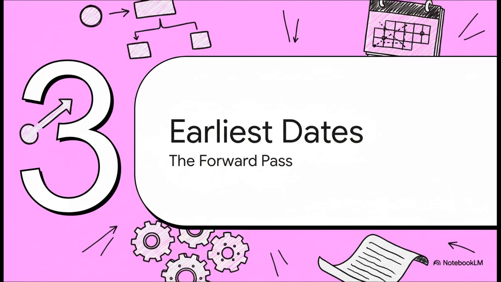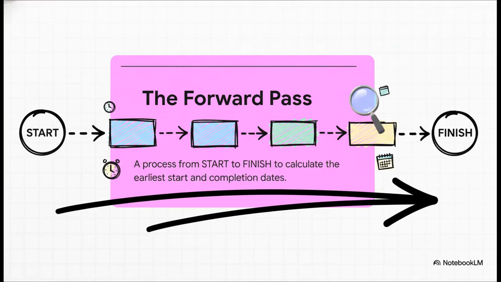Okay, so once our visual map is drawn correctly, no loops, no dangles, all the dependencies are clear, we can start putting some numbers on it. This is the point where our blueprint really starts to become a schedule. So the first bit of math we do is called the forward pass. And honestly, it's exactly what it sounds like.